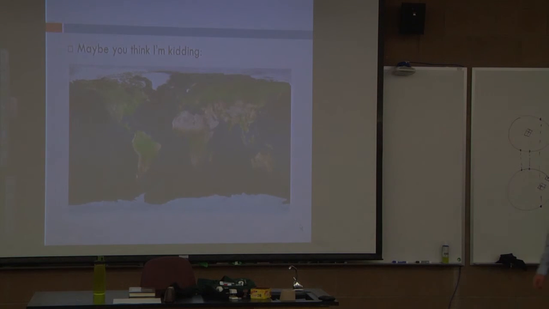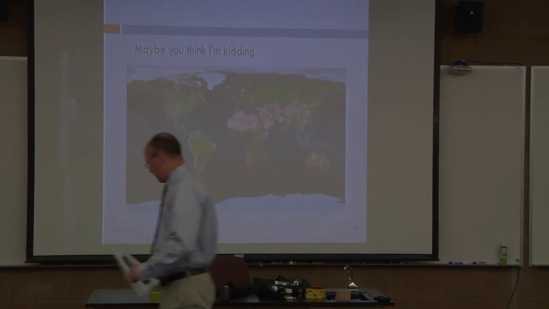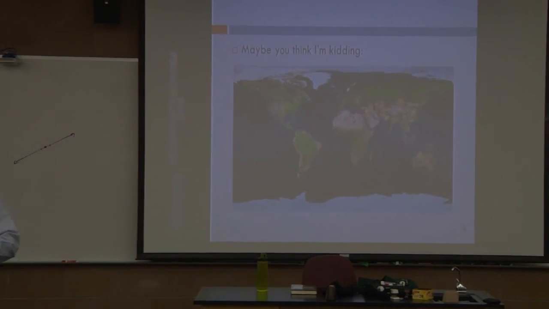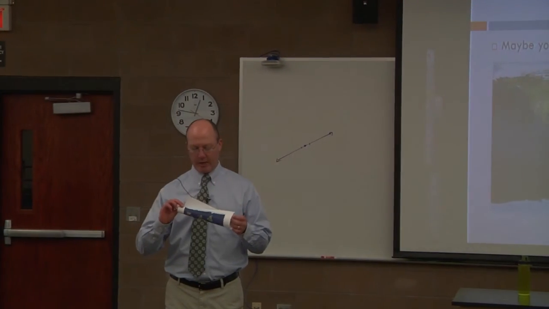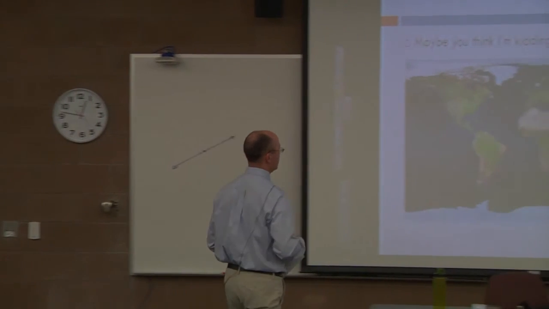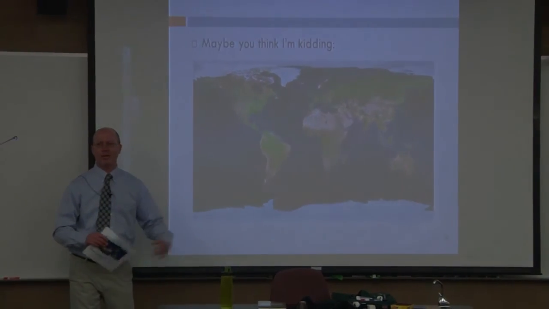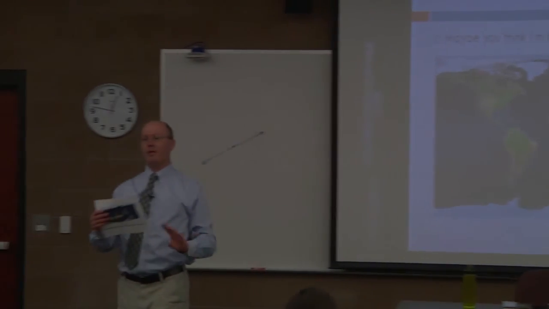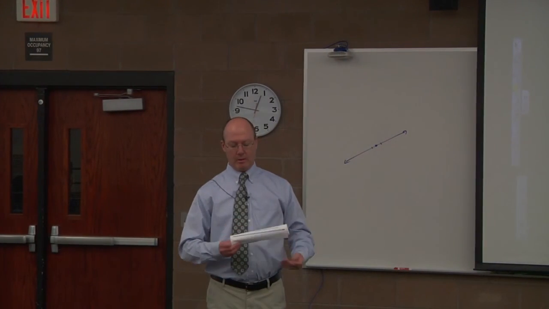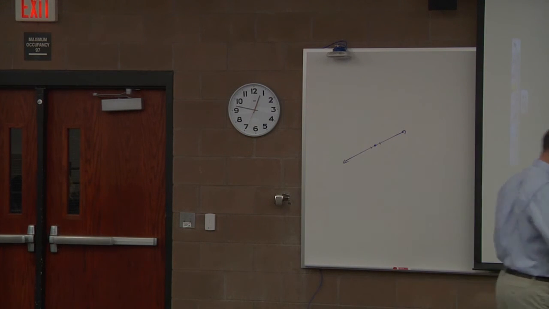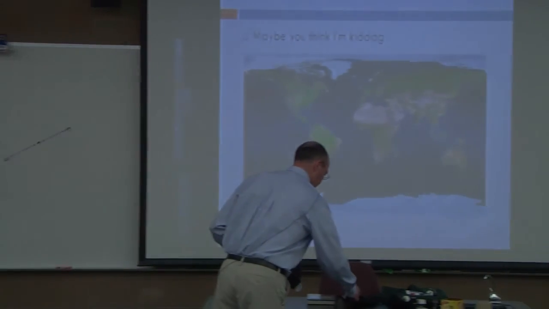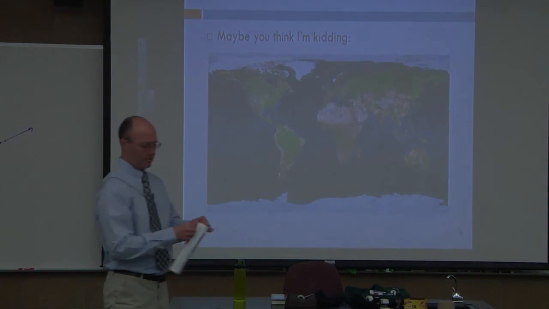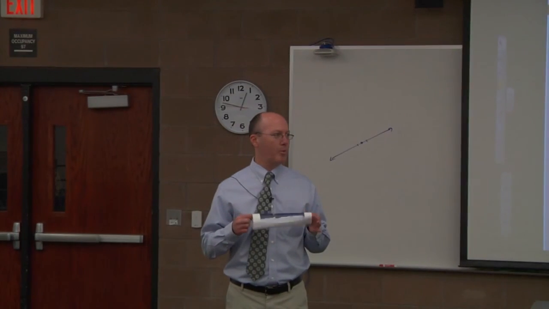So maybe you think I'm kidding. Here's an example of a projection. This is a Mercator projection. But the thing that you'll notice about this picture is that the bottom is white and the top is white. Now, if nobody gave me instructions on how to put this map together, maybe I think that white goes with white. Is that where we live?